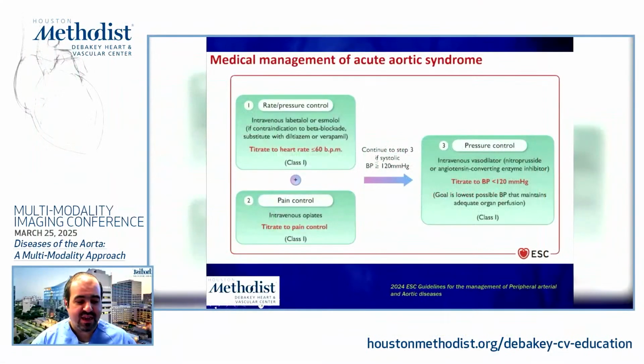We already know the medical management of acute aortic syndrome. You really need to decrease that dP/dt, which is the rate pressure control. And hence, we always use our beta blockers, labetalol or esmolol, first to get a heart rate less than 60.